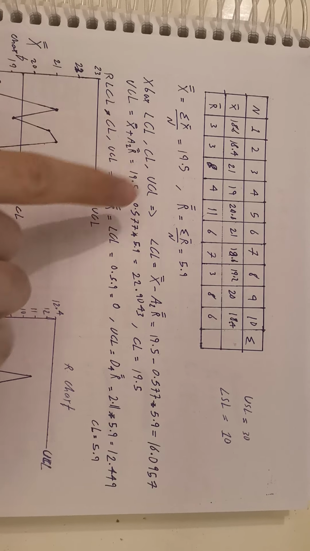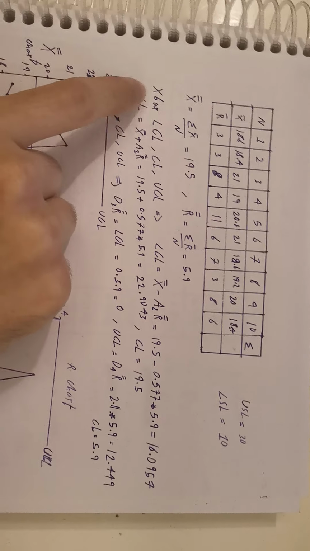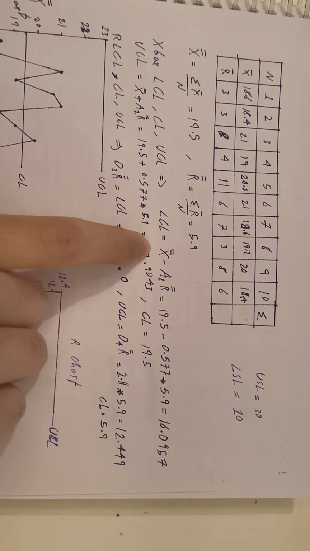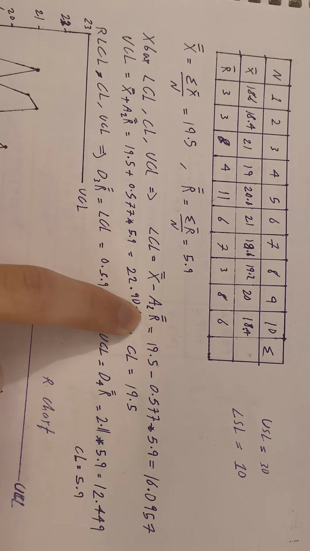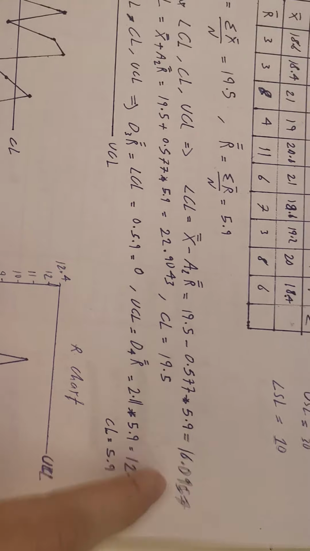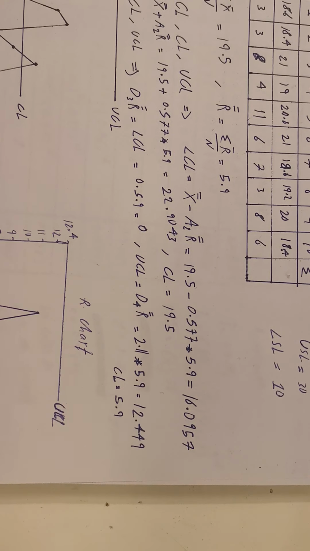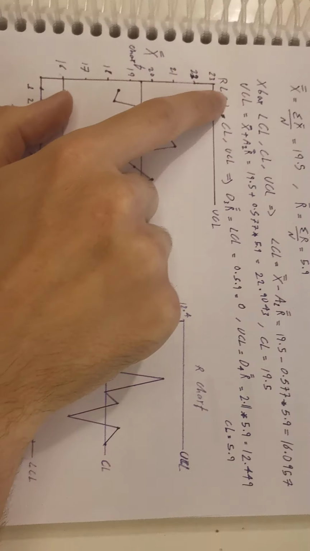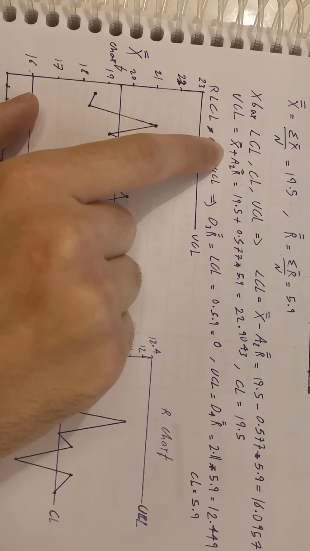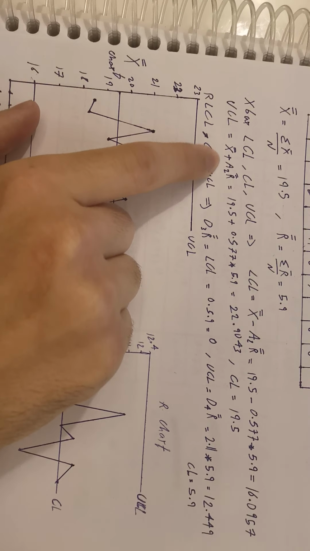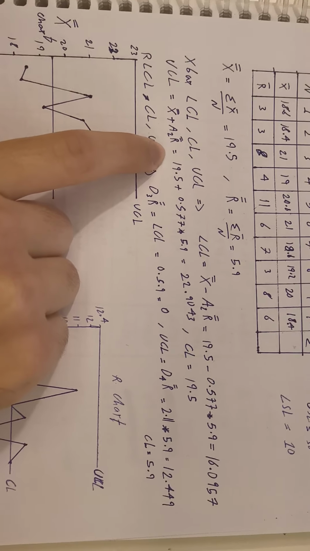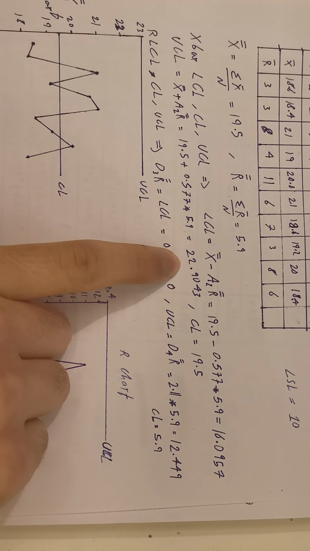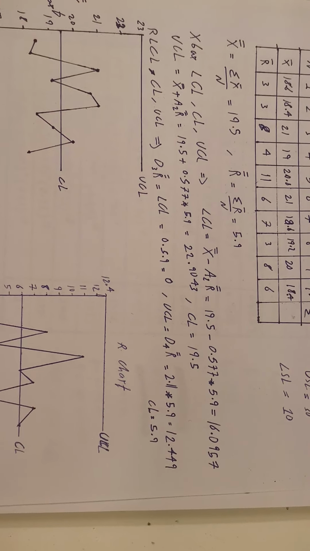Now, for the lower control limit for the X bar chart, this is the equation. It's basically X bar grand minus A2, which is a given, multiplied by the R grand, which is, here you can see the calculations. Now for the upper control limit, on the other hand, we have only one difference, which is here we will add it, not subtract it, to the A2 multiplied by R bar grand. And in this case, you have the upper control limit of 22.9043.